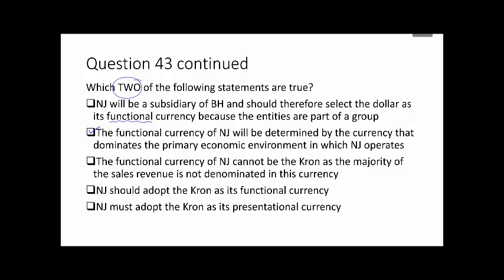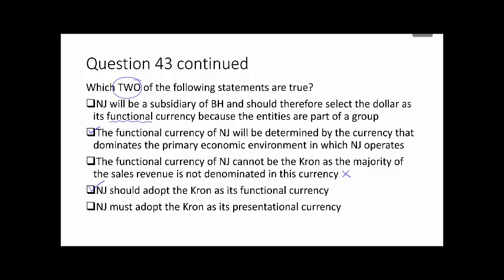The third option is that the functional currency of NJ cannot be the krone, as the majority of the sales revenue is not denominated in this currency. That's not true. In fact, in this case, the number of costs which are dealt with in the krone would override the sales figures. The fourth is that NJ should adopt the krone as its functional currency, and yes, we've already identified that that is true based on the fact that so many costs will be incurred in that currency.